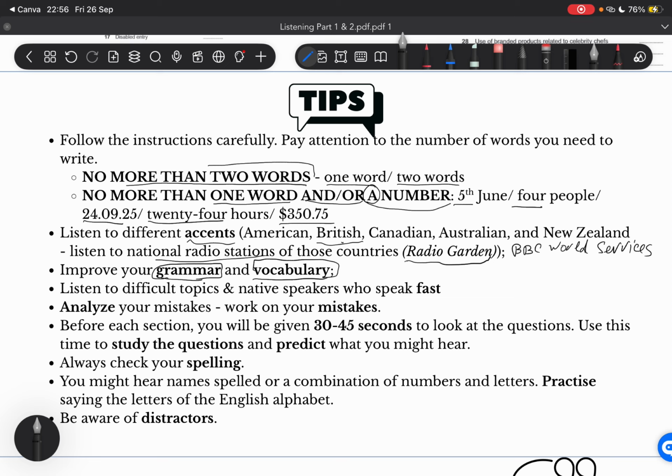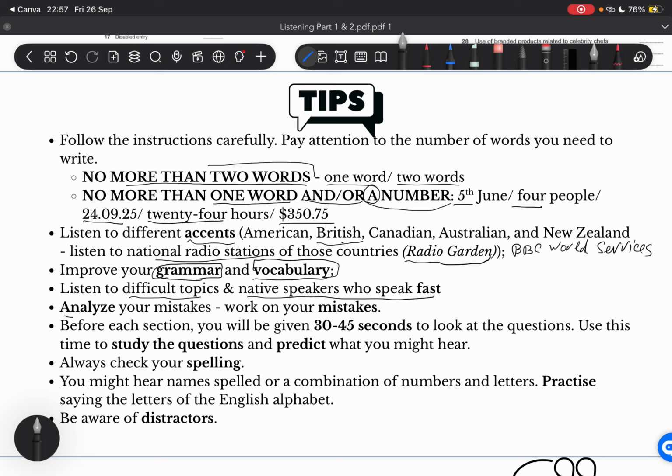And we also have to listen to difficult topics and native speakers who speak fast to make our brain work faster. Because if you do listen to those who speak fast English, you will find IELTS listening very slow. And it is going to help you to focus on the questions and get them right and fast.